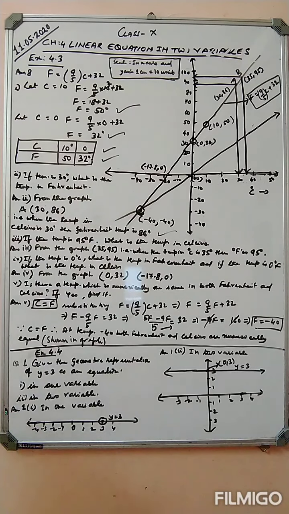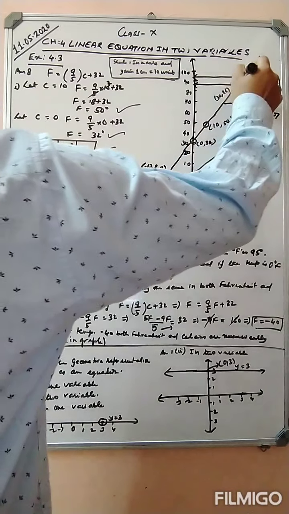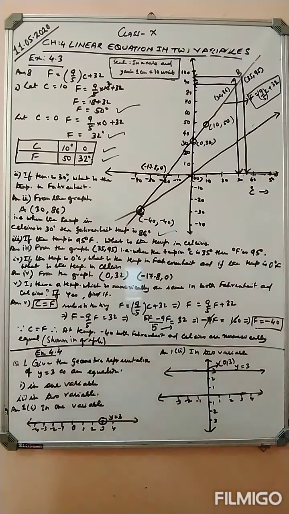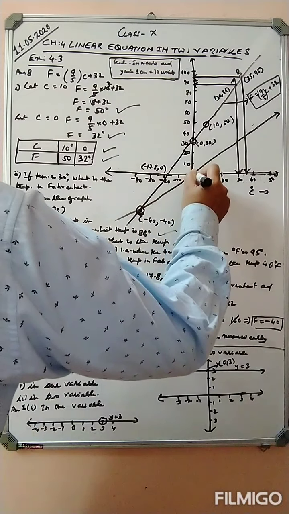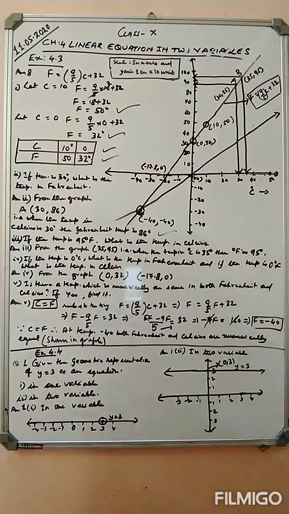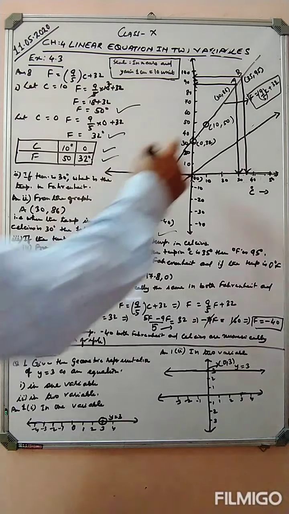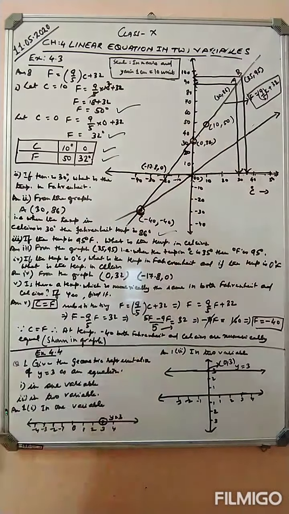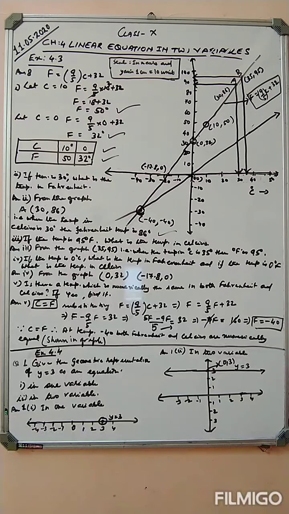Now bit number 3, the same thing, but now Celsius you have to find. If the temperature is 95 degrees Fahrenheit, what is the temperature in Celsius? From 95 make a straight line and bring it down. Just see where it meets, at 35. So if the temperature is 95 degrees Fahrenheit, the Celsius value is 35. Now bit number 4, if the temperature is 0 degrees Celsius, what is the temperature in Fahrenheit? Here it is 0 degrees Celsius; you see where the graph line meets. The line meets the y-axis at 32. So when it is 0, it is 32.